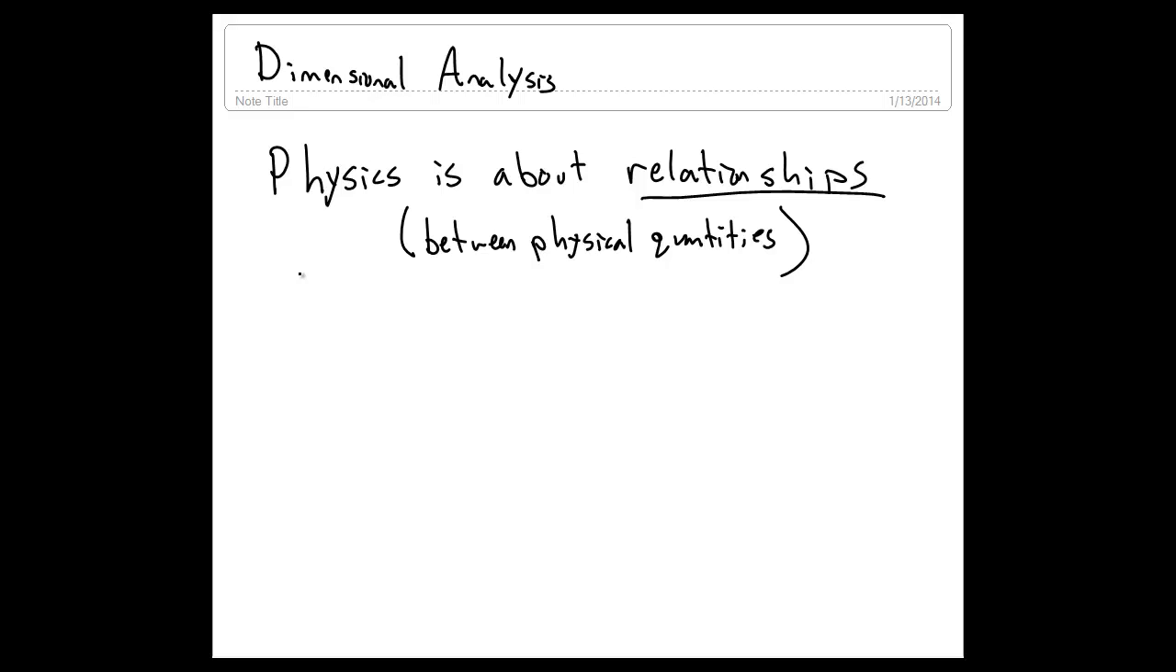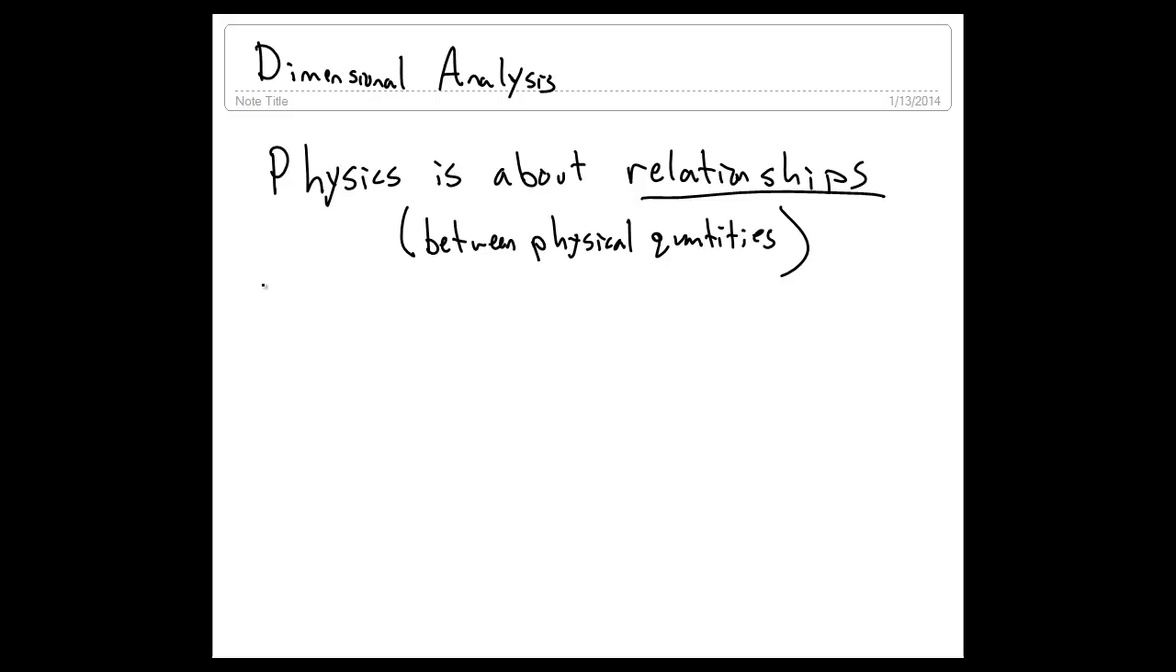Today we're going to talk about dimensional analysis. Now, contrary to popular belief, generally physics is not concerned with the numerical values of quantities. It's more interested in the relationships between physical quantities. And that's what dimensional analysis is all about. And so one way of deducing the relationship between quantities is using this concept of dimensional analysis.